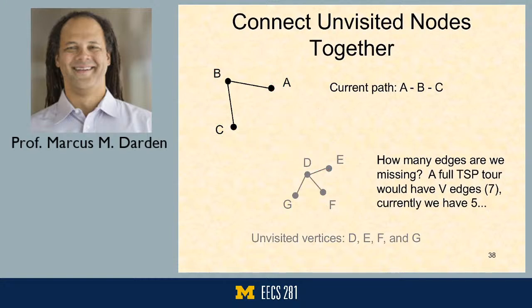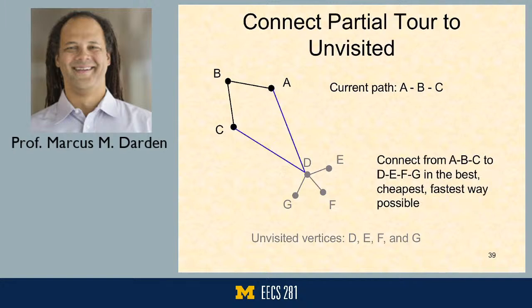So we start out by connecting these unvisited nodes together. I've done that. You see these gray lines. This is my MST. I've got the black lines. This is my current path length. And then the next step is I've got to find the cheapest way to connect the unvisited to the partial tour. And that partial tour has only openings at the beginning and ending of the partial tour. So there I've got the blue lines, the black lines, and the gray lines. I add all that up and say this is my lower bound estimate.